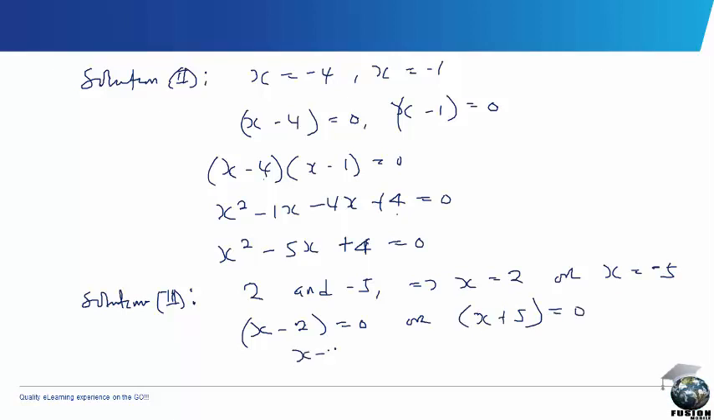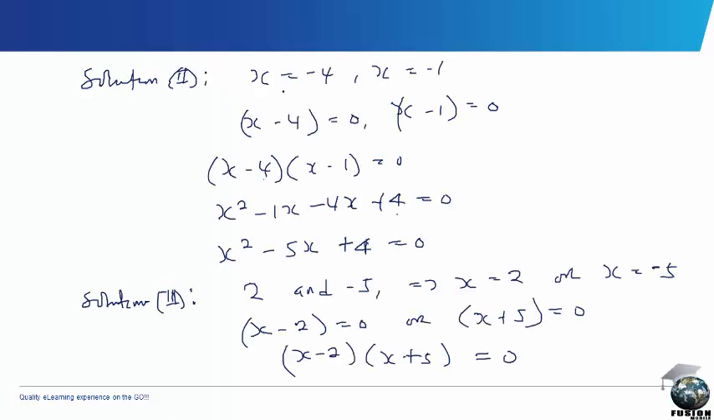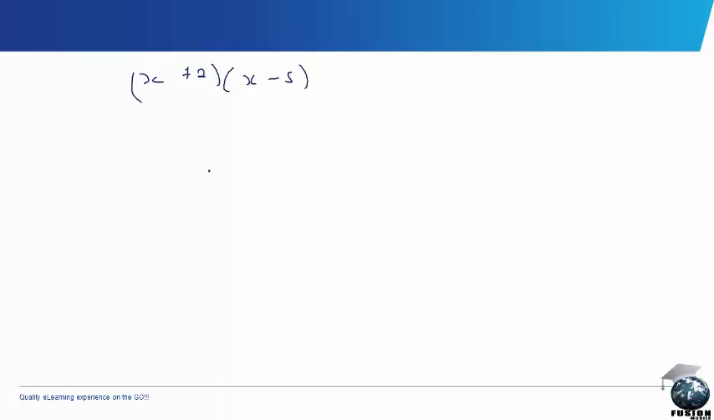So bringing the two brackets together, we have this equal to 0, and x minus 5. I guess that's wrong. I inverted the two signs. Let's change them. This x minus 2 and have x plus 5 all equal to 0.